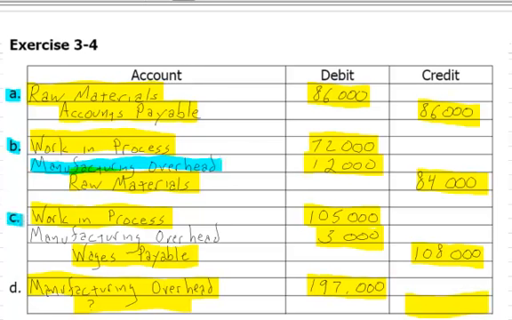In transaction C, we're processing our labor costs. So we have wages payable. Some of those wages payable were direct labor, so they go right to work in process. The indirect labor, by definition, goes to manufacturing overhead.